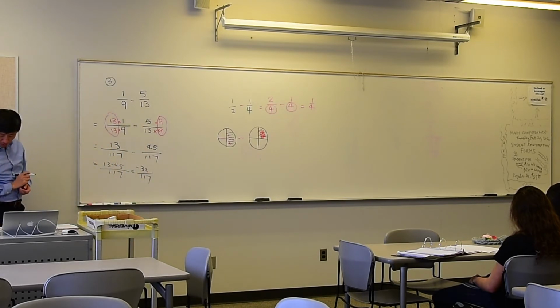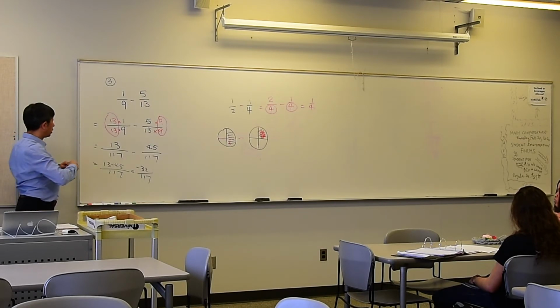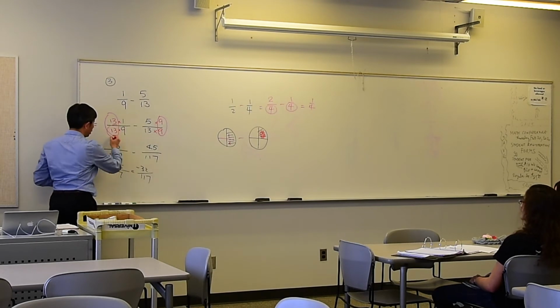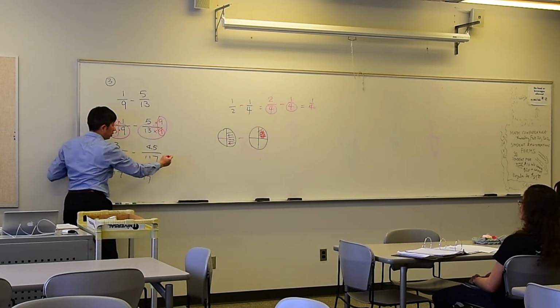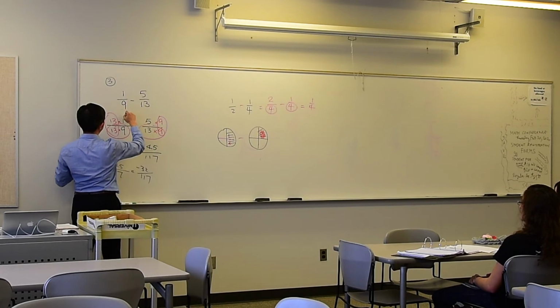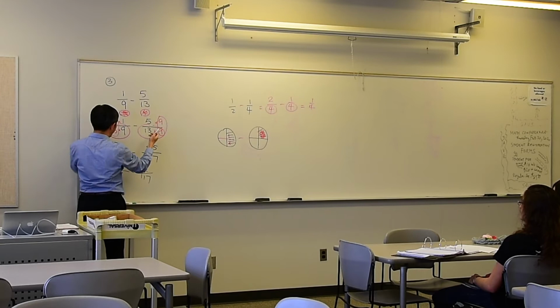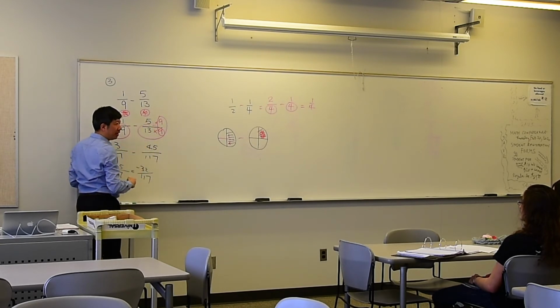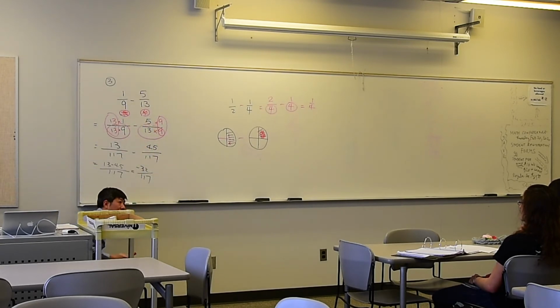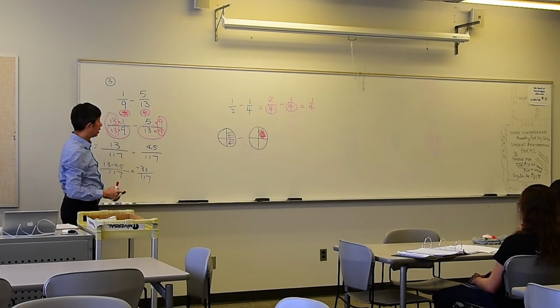Did you get this answer? Negative 32 over 117, right? Do you know what's the meaning of this? Because this is a pizza, and I cut it into 117 pieces, right? Then therefore, they have the same component, and they can do the subtraction. Is that clear? All right.